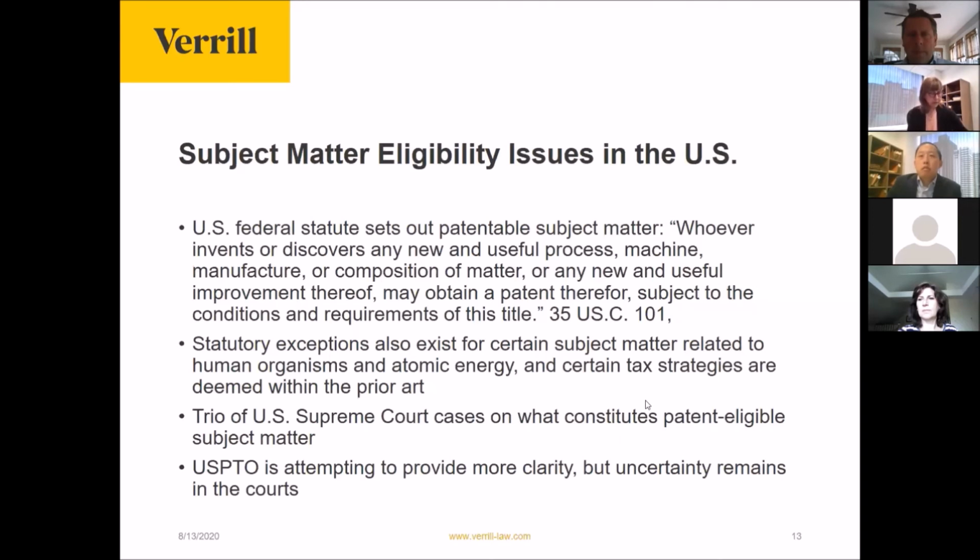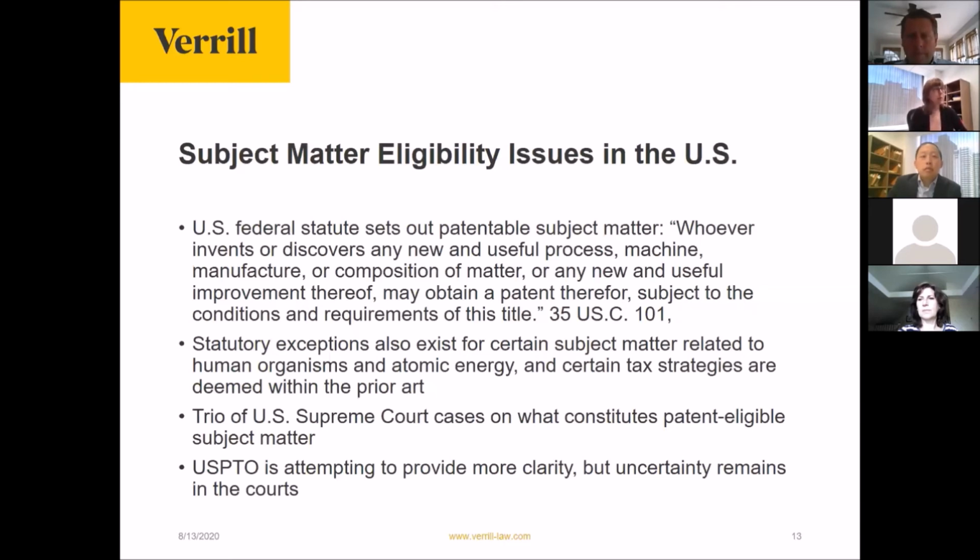And it's even filtered down to mechanical inventions, which have been found to be not eligible because they are directed to an abstract idea, or perhaps even a law of nature, which has a lot of people scratching their heads. Congressional action might be needed, but there's no consensus on that yet, and it's not going to happen anytime soon.